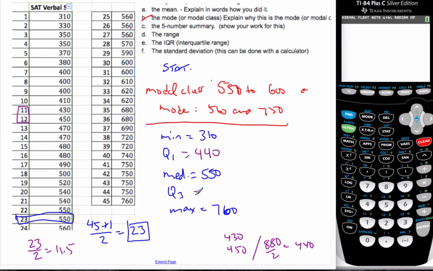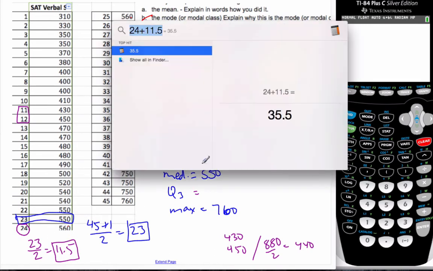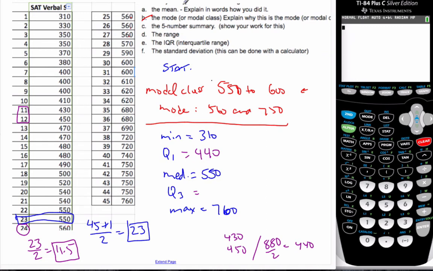If I want quartile 3, I take this value of 11.5 and add it on to 24. So 24 plus 11.5 is 35.5, as you can see here. Well, 35.5 means these two values here, and I want the average of those two. Clearly that's going to be 680. And that is my quartile 1 and quartile 3. This is the middle of the top half. This is the middle of the bottom half. So there's my 5-number summary.